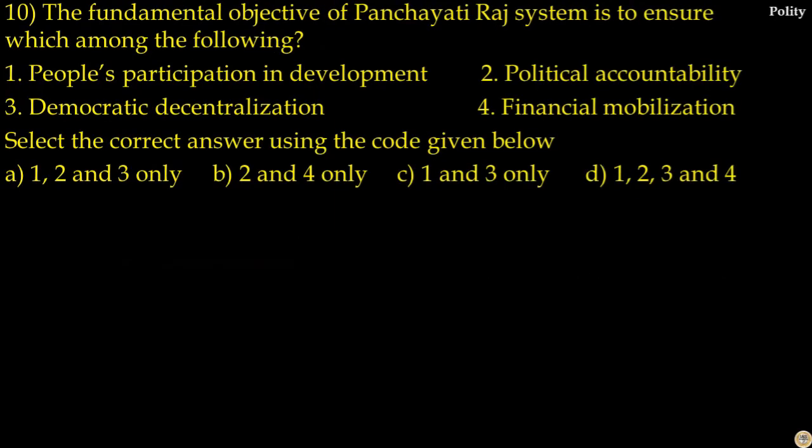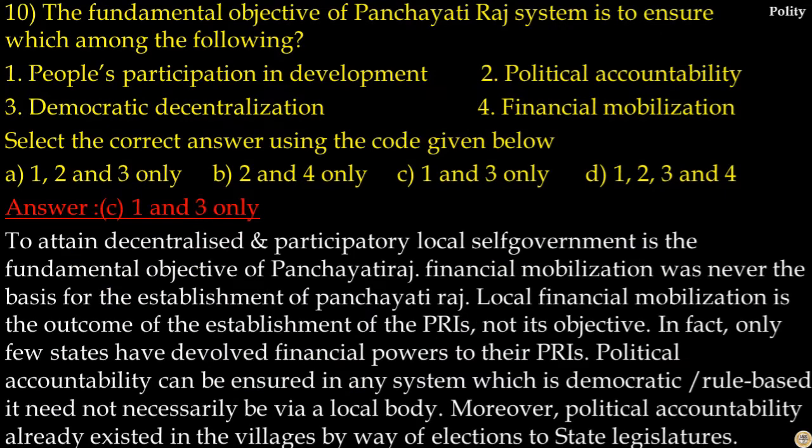Question number 10. The fundamental objective of Panchayati Raj system is to ensure which among the following? Options are 1. Peoples' participation in development, 2. Political accountability, 3. Democratic decentralization, 4. Financial mobilization. Select the correct answer using the codes given below. Here, answer to this question is option C. 1 and 3 are correct. That is, people's participation in development and democratic decentralization are the objectives of Panchayati Raj system.